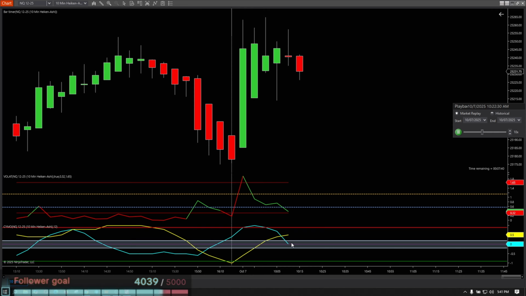And so you want this cyan line to actually cross below the zero line before you make any decision, okay? It has not crossed below the zero line yet, right there. So just be patient. We've got maybe just a few more minutes right here, but this is going pretty quick at 10 times the speed of the market.